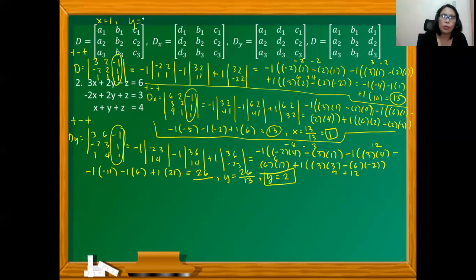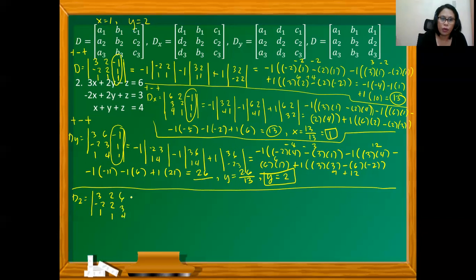So y equals 2. And then we'll work on D sub z. So we're going to consider the coefficients of x: 3, negative 2, 1. And then the coefficients of y: 2, 2, 1. Constant terms: 6, 3, 4. So this time, let's consider the second column.